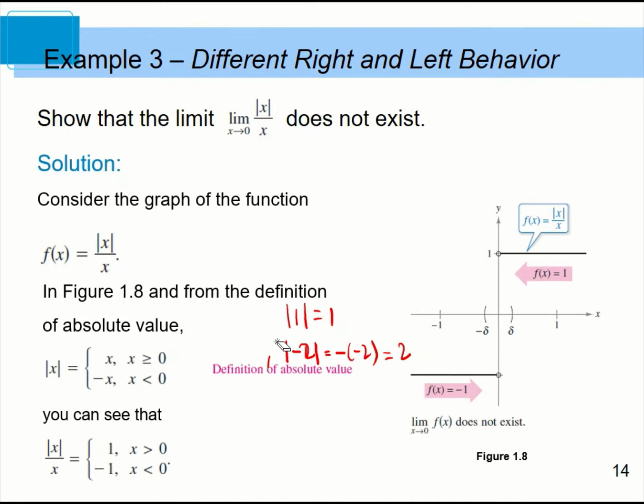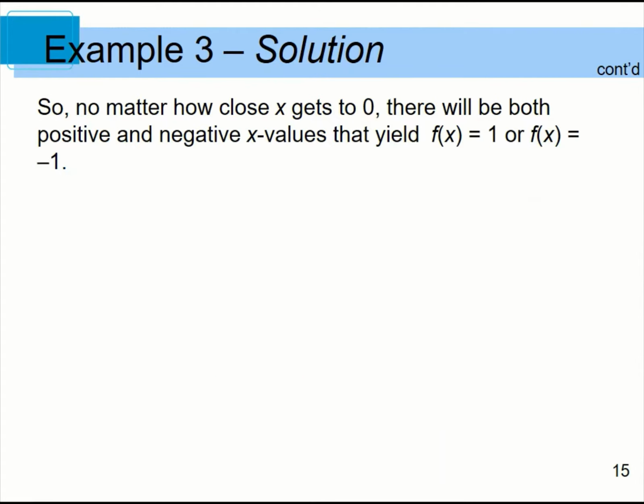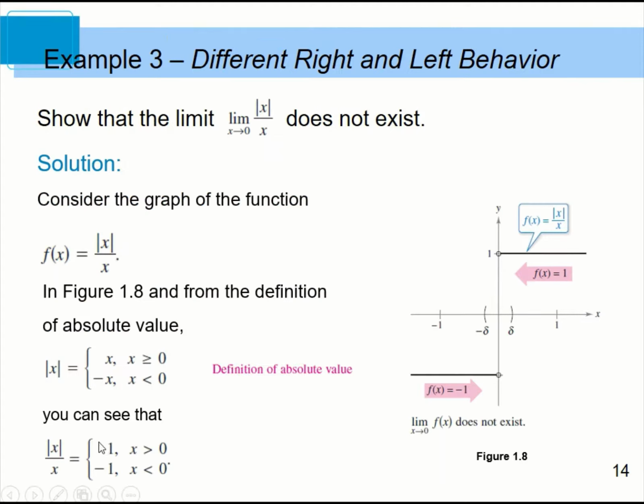Now when we have absolute of x divided by x, let's consider this one. When the x is more than 0, then we have x over x, so we have 1.